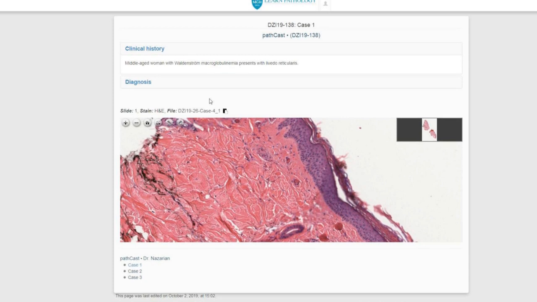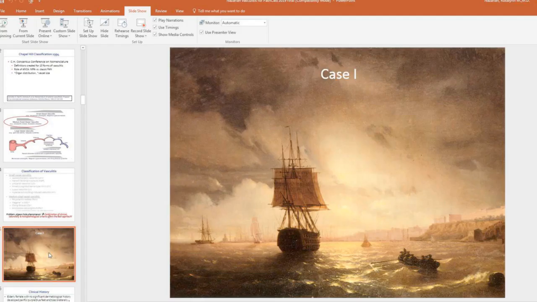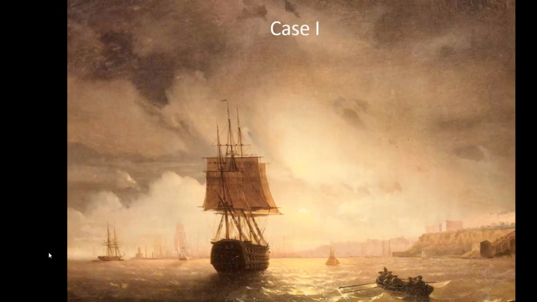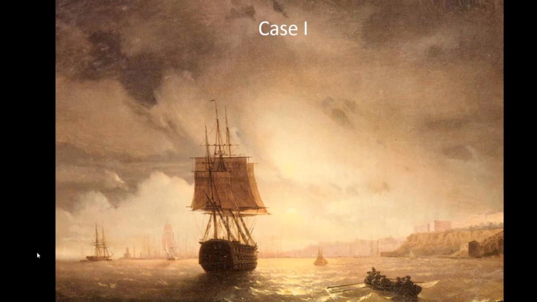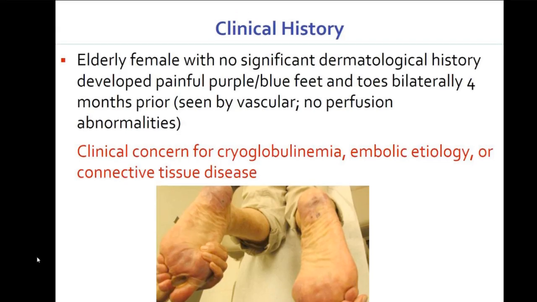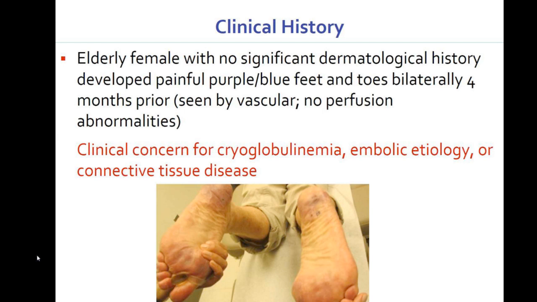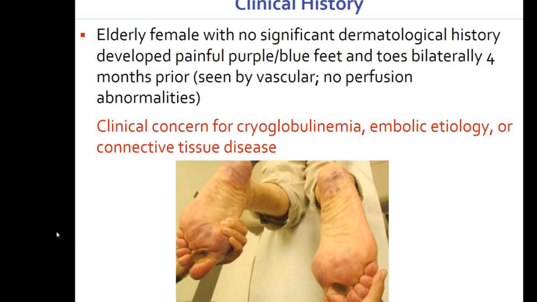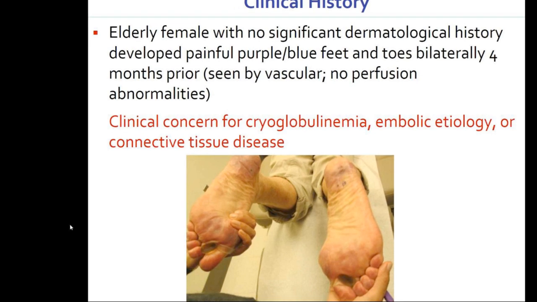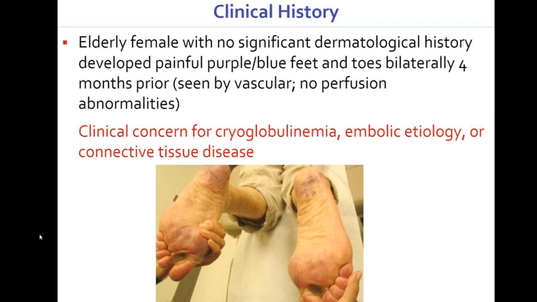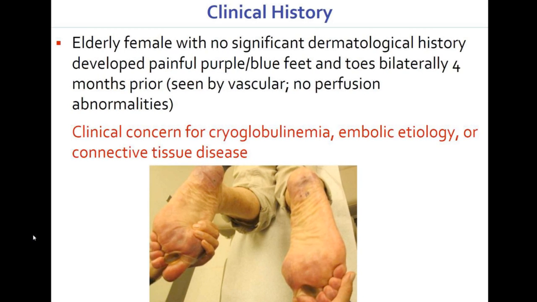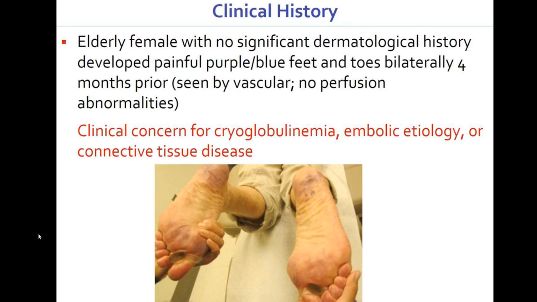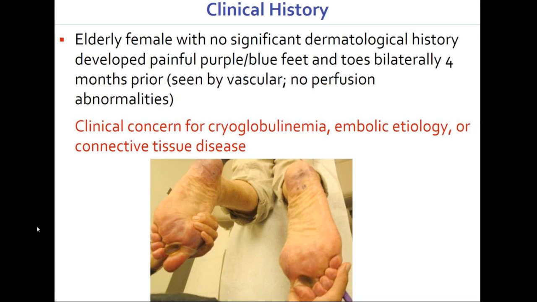Let's take a look at some other examples of thrombotic vasculopathy, beginning with this case here. The patient was an elderly female, and she had no significant past dermatological history. She developed painful purple feet and toes bilaterally, as shown in the image below, and no perfusion abnormalities were detected by our vascular service. The clinical concern was for cryoglobulinemia, an embolic etiology, or a connective tissue disease.